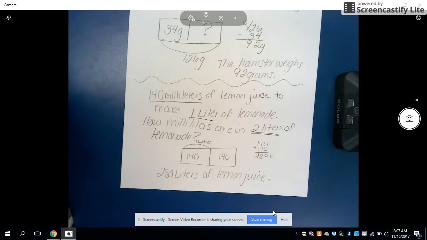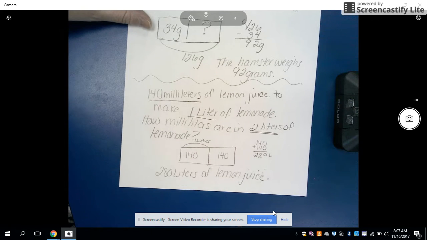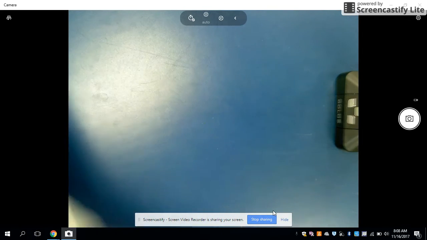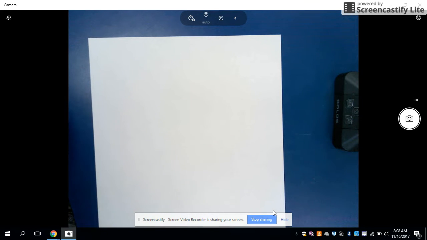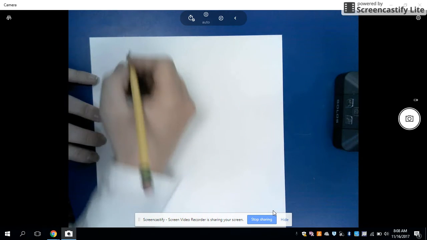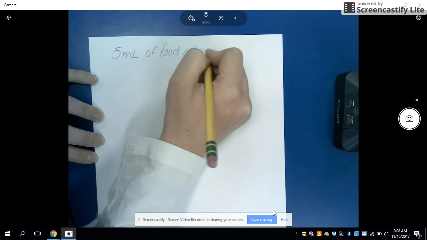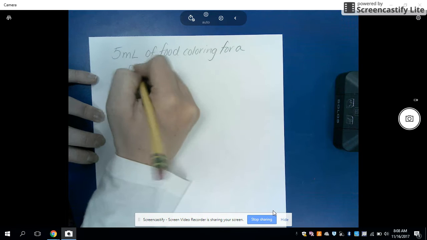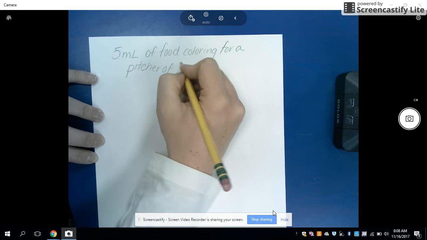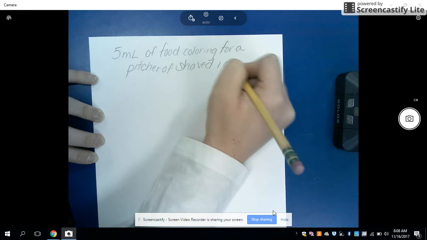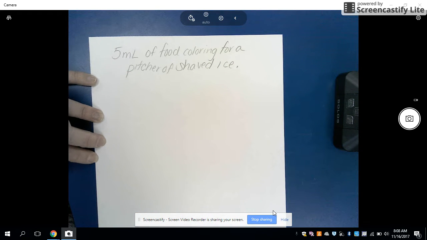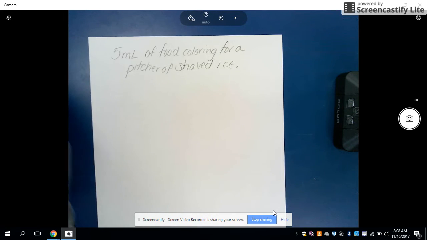How are we feeling about this so far? I think they're kind of going a little easier. We're just adding our numbers or subtracting them. So let's try our word problems with multiplication. With these problems, we're going to be multiplying our numbers or using multiplication to solve a problem. So a pitcher of shaved ice, kind of like a snow cone, needs 5 milliliters of food coloring. How many milliliters of food coloring are needed to make 9 pitchers of shaved ice?